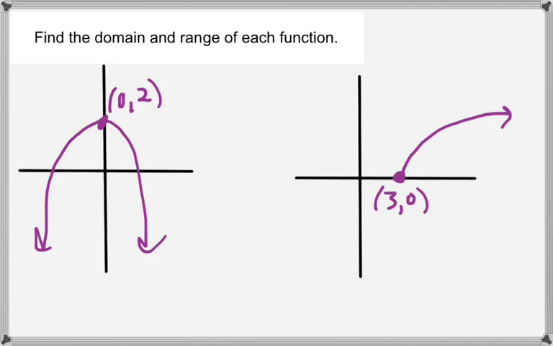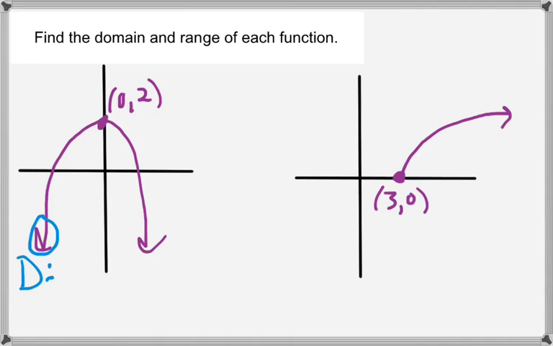All right, so here we have another function. Let's look at the domain first. So it's the horizontal direction. If we start following the graph to the left, trace it with your finger there. Follow the graph to the left. It's just going to keep going forever left because of that arrow.